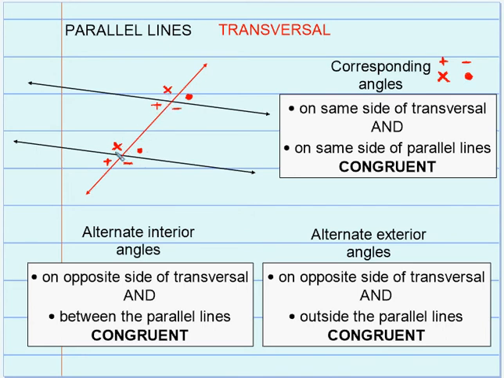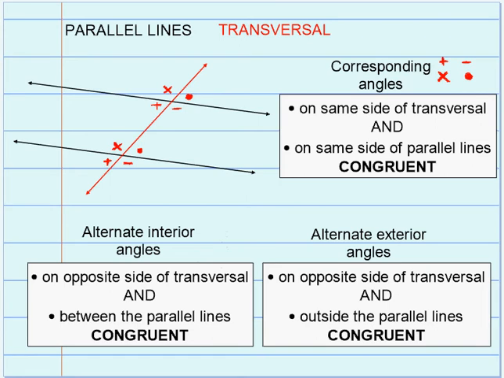So the X is congruent with this. The angle that holds that place is congruent with that angle. Same here. The angle that I marked with the minus sign is congruent to this angle. And hopefully you can see that they are the same.